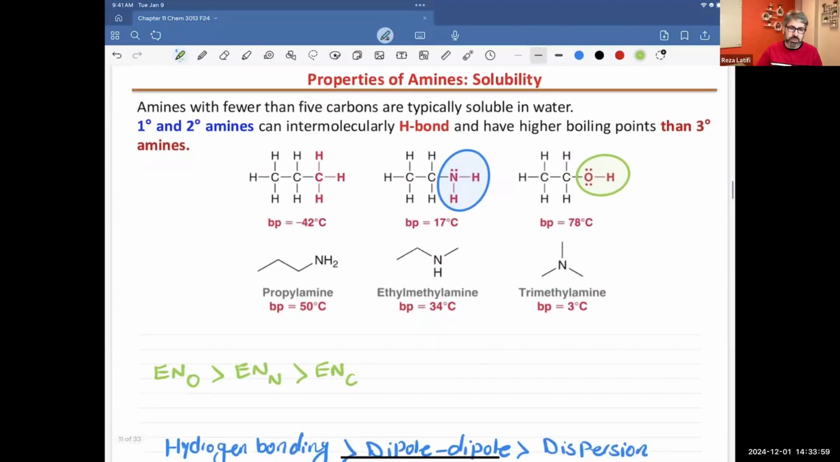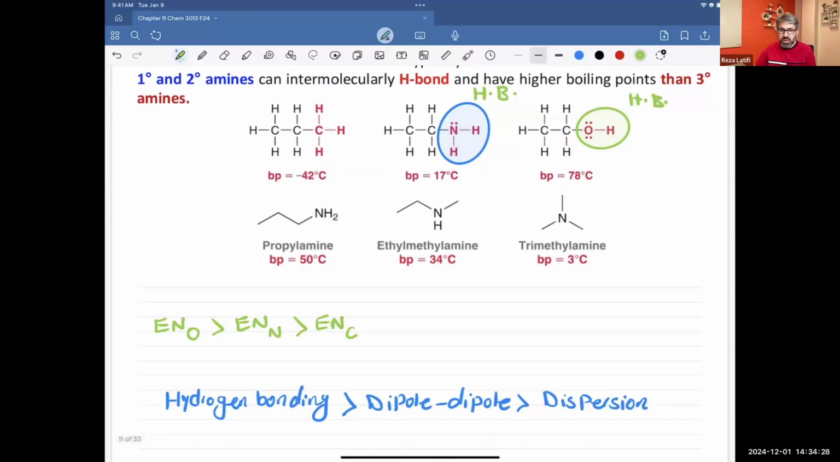Next thing is the solubility. If you compare amines with alkanes, because amines have hydrogen attached to an electronegative element like nitrogen, they can form hydrogen bonding, similar to alcohol. So their boiling temperature is going to be high. Their boiling temperature is higher than alkane, and that's because of the hydrogen bonding. It's less than alcohol.